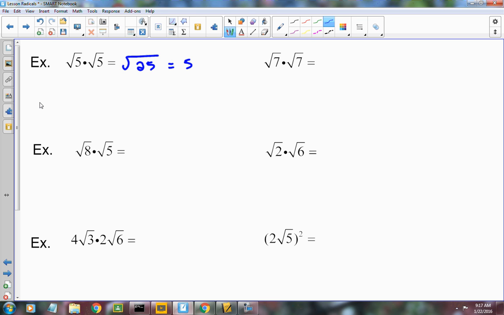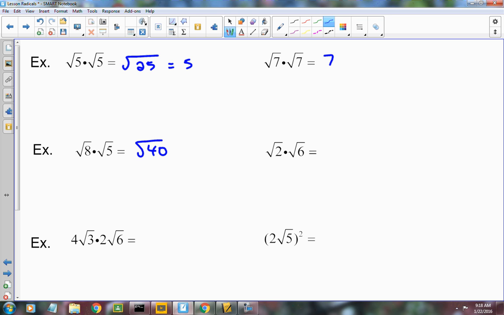So radical 7 times radical 7 would be what? 7. Radical 2 times radical 2 would be what? Okay, so anytime you multiply a radical by itself, it's that number without the radical. Alright, now, these numbers are different, okay? So if I took radical 8 times radical 5, what would that be? That would be radical 40.